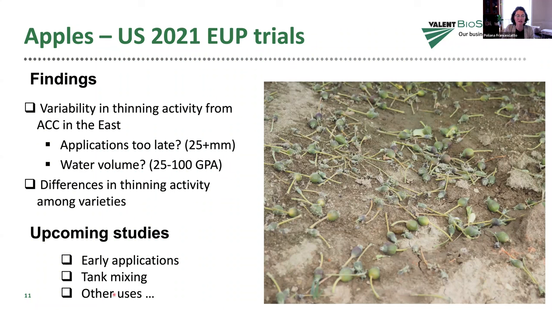So the upcoming studies, as I said before, we're doing early applications earlier than 10 millimeters fruit size. We're doing tank mixing, and Terence is doing some trials as well with the combination he showed before. What if Carbaryl gets out and gets banned? Then we've got an option, tank mixing ACC with Maxcel. We're doing ACC, Accede with NAA, Accede with Proton. There are several combinations that we're doing, and then also we're looking at other uses as well.